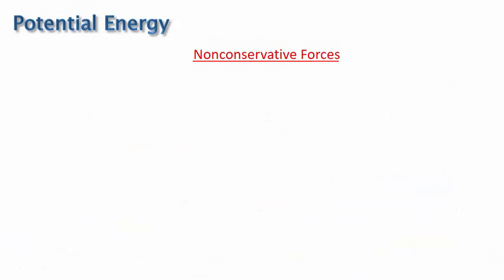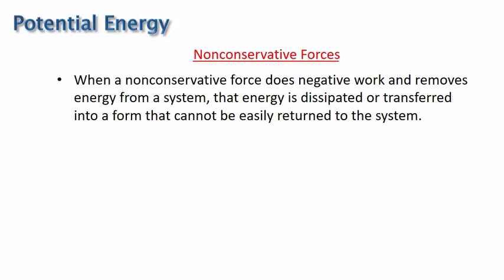The characteristics of a non-conservative force are that when a non-conservative force does negative work and removes energy from a system, that energy is dissipated or transferred into a form that cannot be easily returned to the system. The classic example of a non-conservative force is friction, where the friction force might slow down an object by removing kinetic energy from the system and then convert that energy to heat. This heat or thermal energy might then be dissipated into the surrounding air, where it cannot be easily returned back to the system.